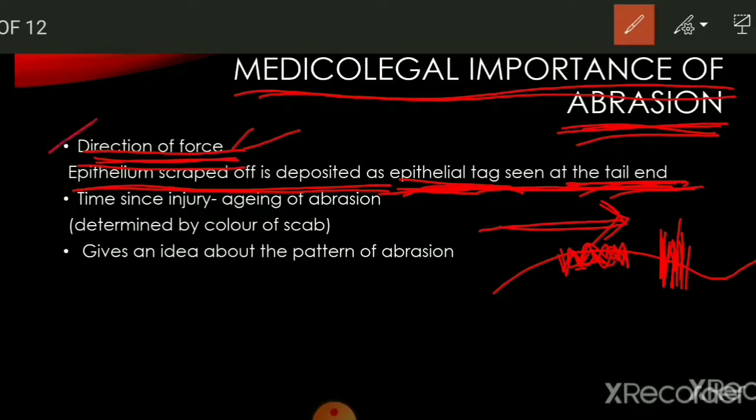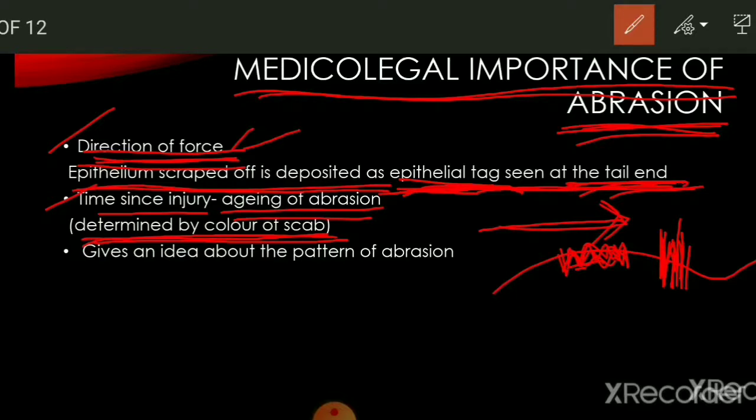Second is time since injury, or the aging of abrasion, in other words. It will be determined by the color of the scab. As the color of the scab differs, we can give an estimate about the age of abrasion. So estimation of time since injury is also possible from abrasion.